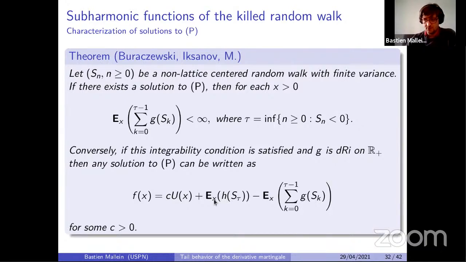So you let your random walk work starting from x until the first time where it enters the negative half line. And then you look at h at that position and you add this quantity. So this is more or less a harmonic function of the random walk that will have sublinear growth, and that satisfies the condition that it is equal to h of x on the negative half line, and minus this quantity over here, which we know to be finite, right, by the first part of the theorem. So we decompose solutions to P as the sum of three parts.